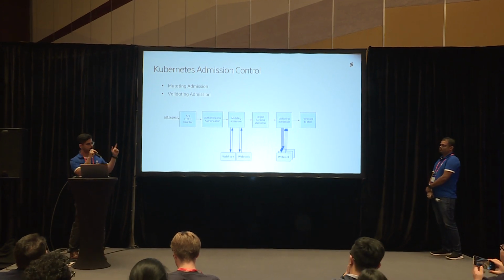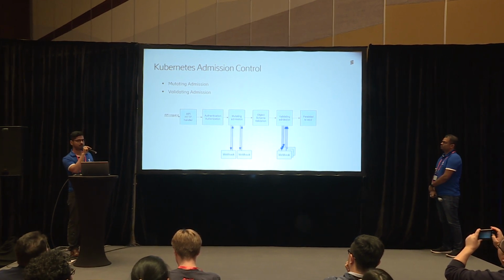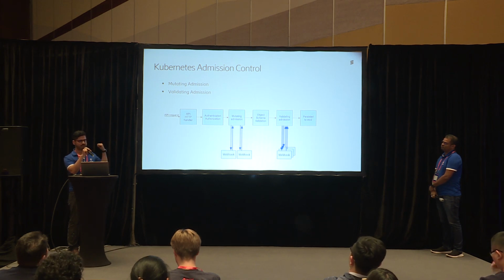Here, if you see, there are two parts to the admission controller: the mutating admission and the validating admission. The mutating admission is basically an interceptor. It just intercepts any request that comes in and ensures that it is valid. If it is valid, then it sends it to the validation, where it validates the token, whether it's a valid user and also has the valid role. And then it sends the response back to the client.